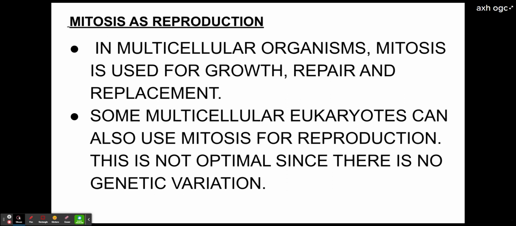All right, so like I had just mentioned before, in multicellular organisms, mitosis is usually used for growth, repair, replacement. We've talked about this already. Some multicellular eukaryotes use mitosis for reproduction. This isn't usually the preferred way, because if you have an entire species of clones, what's going to happen if you have a disease or some type of environmental conditions that there's no variation for? If you have clones, that is leading to extinction for that species.